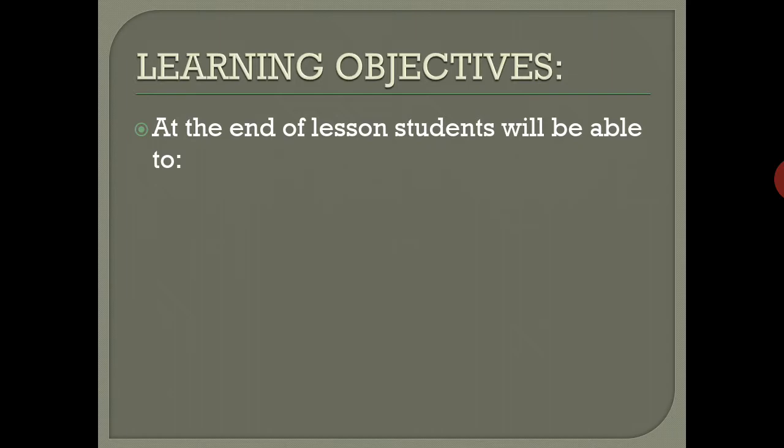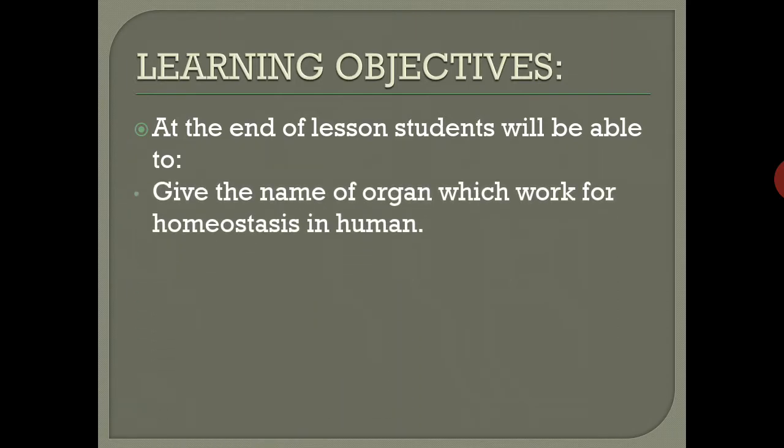Learning objectives. At the end of the lesson, students will be able to give the names of organs which work for homeostasis in humans, and describe the structure and function of the kidney.